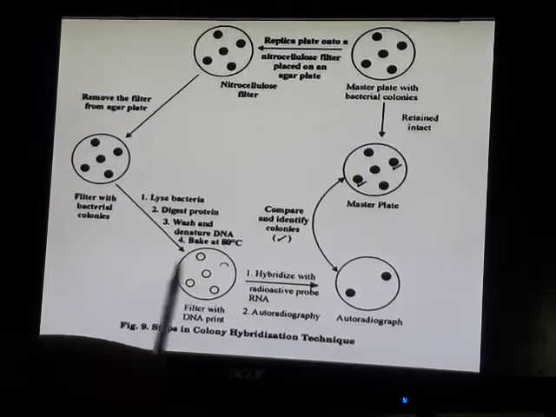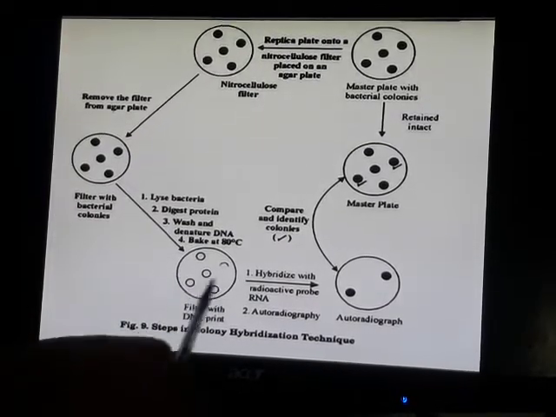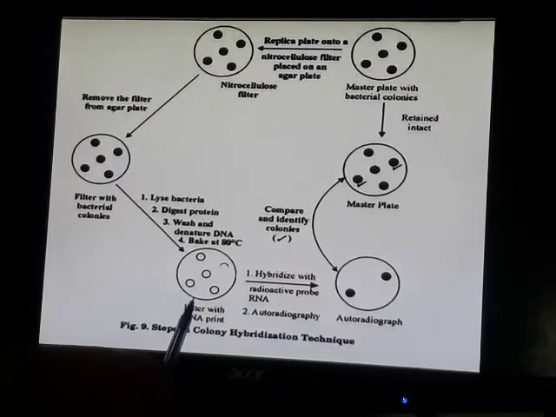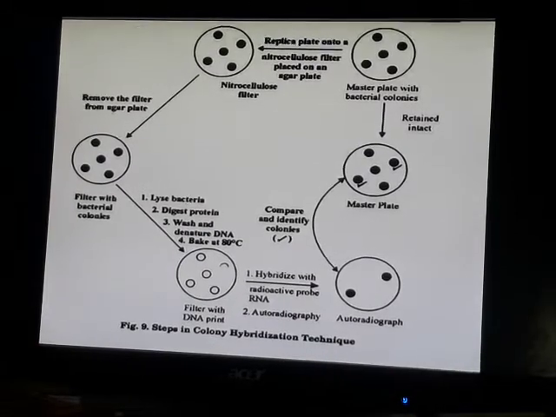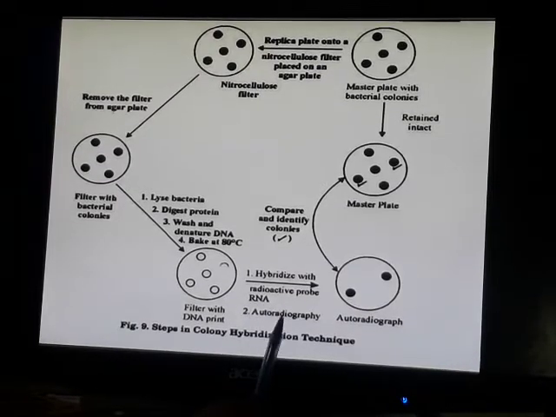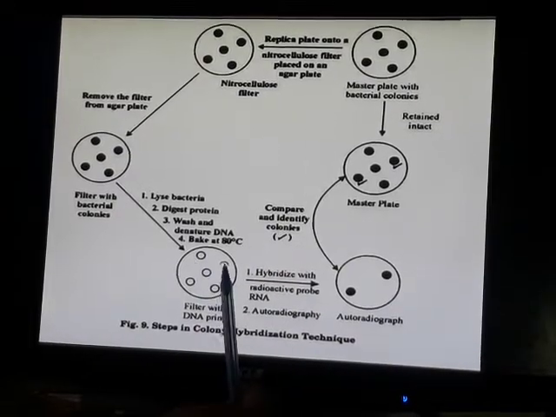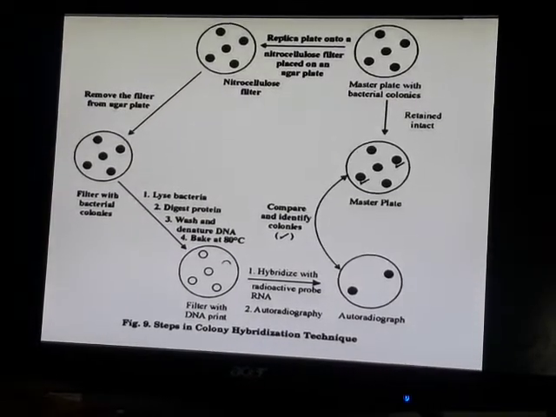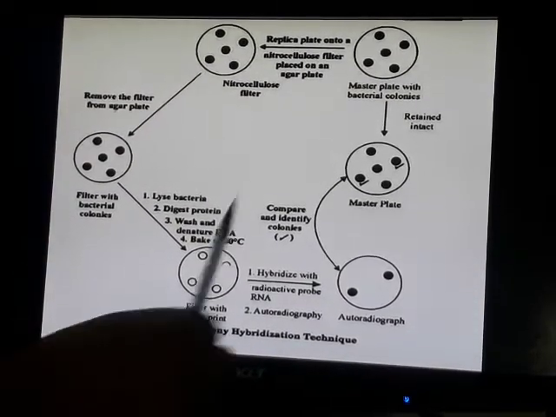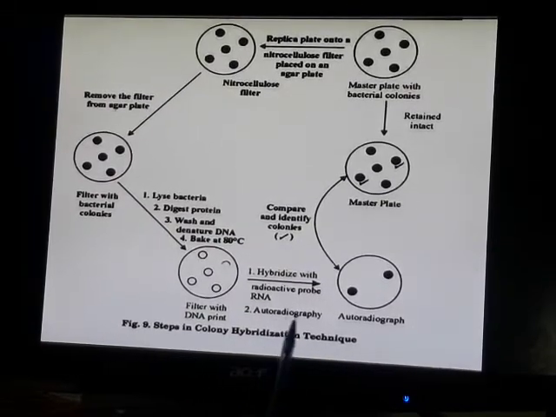So now with this particular replica, you are getting a filter with a DNA print. Now you have to go for a hybridization technique. You will hybridize with a radioactive probe, and then you will subject it to autoradiography. If you know the sequence of your gene of interest, create one more probe which is complementary to that particular gene of interest, and then you subject it to a process called autoradiography. It is something like developing an X-ray.